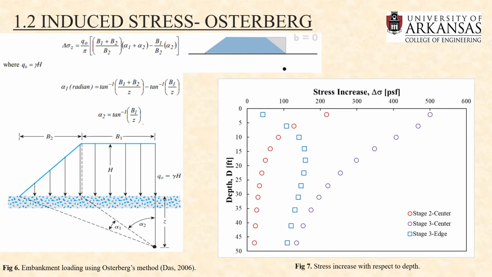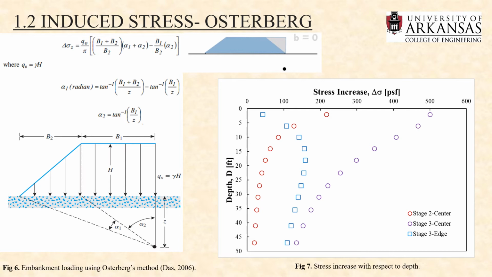The induced stress due to the embankment loading at the center line and the toe was calculated based on the Osterberg method, as presented in figure 6. We know the unit weight, the height, and the geometry of the embankment, so we can calculate the induced stress at the center line easily based on the Osterberg equation right here. Because the solution is for half an embankment, a factor of 2 was used to calculate the total induced stress.